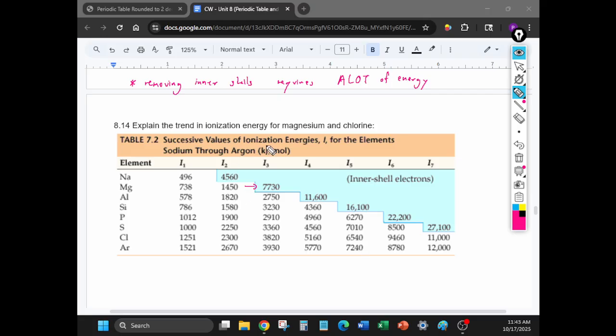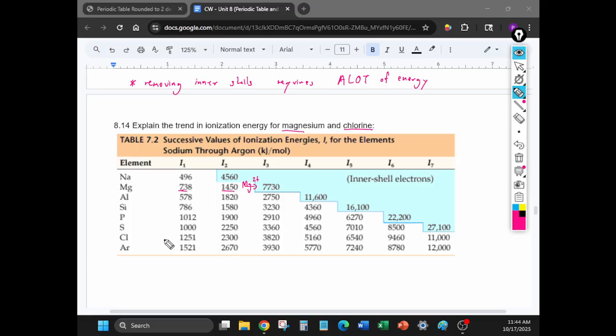Okay, and then the question is asking about magnesium and chlorine. If you look at magnesium, Mg, the most common ion is Mg2+, right? And that's when you get into the inner shell. And if you notice, there's a huge jump going from the second ionization to the third ionization. Mg wants to lose the first two electrons, so it's pretty easy. And then it gets really difficult after that.